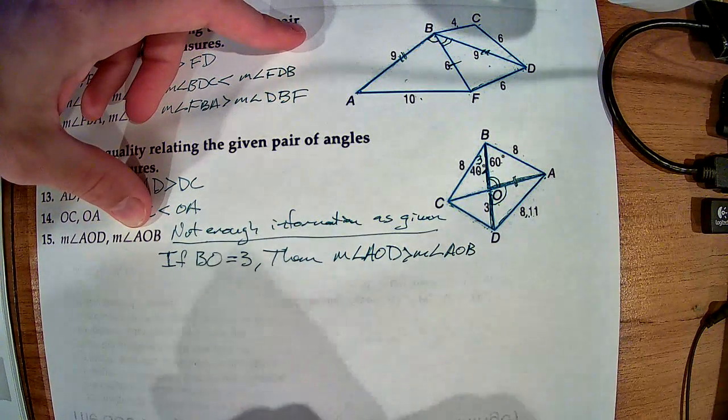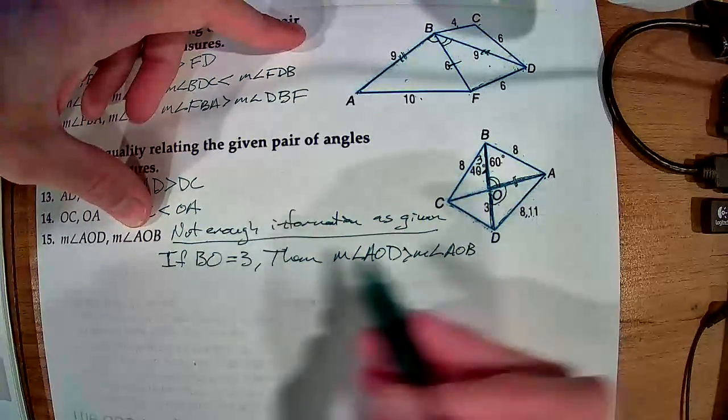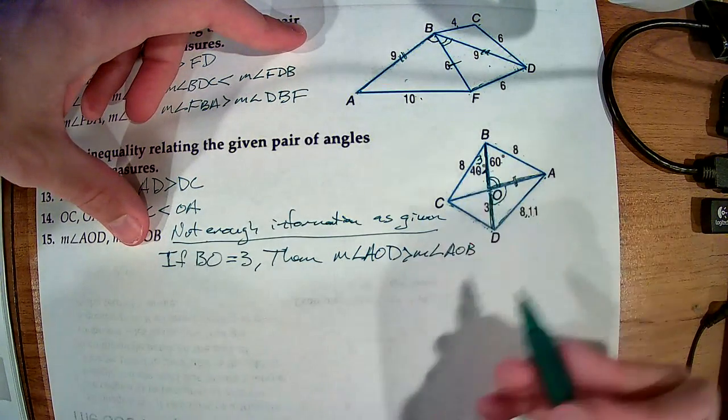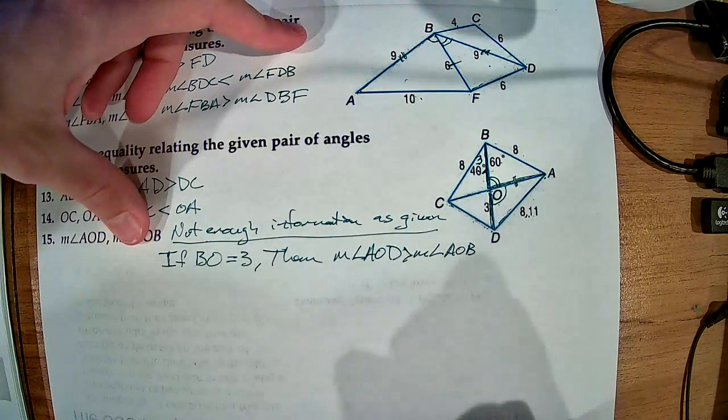So again, sometimes we will run into that. We just don't have enough information to make a good assessment. Otherwise, we could assume things. In this case, if BO is indeed 3, then cool, we can make that statement.